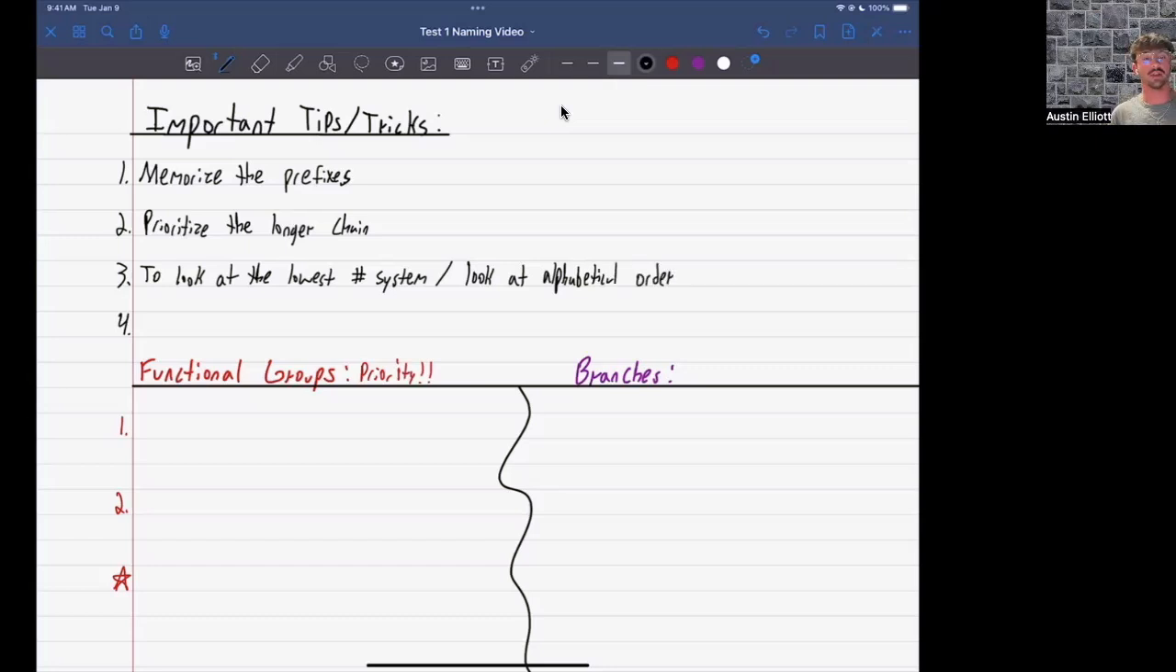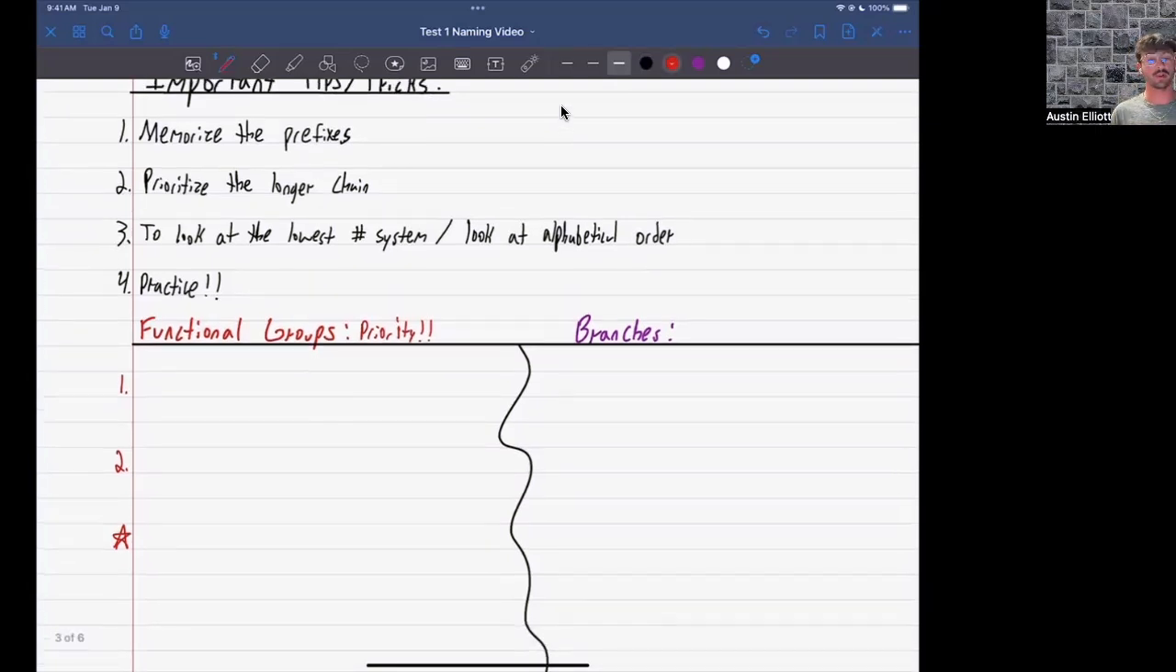The last tip I have is pretty simple. It's just to practice, and when I say practice, I mean practice a ton. Do pretty much every single one of the naming problem sets, do the textbook problems, do the practice test, watch this video, and do the practice problems that I'm going to be doing in here multiple times. Make sure that you understand all of the naming conventions, and the more you do, the better it'll be on the exam itself.